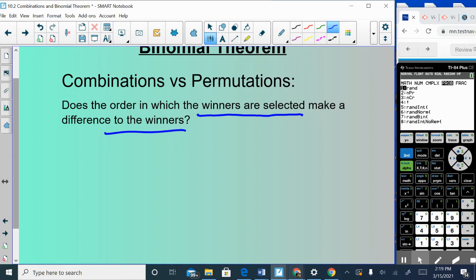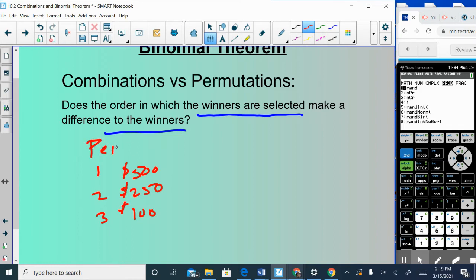So for example, in the last lecture, I talked about a mathlete race, where you have to run a 10K and then solve a math problem. A permutations example would say, hey, first place gets $500, second place gets $250, and third place gets $100. That would be a permutations example because the winners care which order they're selected. It matters to the winners which order they were placed in the race.